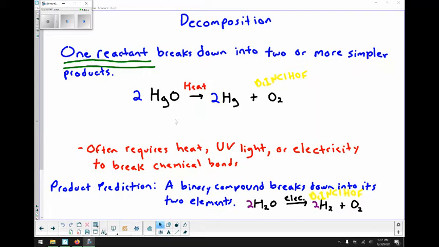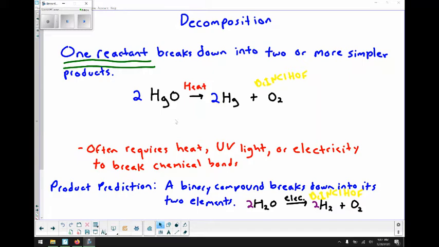So if I give you the whole equation and you see one reactant and then a bunch of products, that's going to be decomposition. You will not have to predict complicated products or anything. If I expect you to do product prediction, I would give you a binary compound. That just means something made out of two elements, like, again, mercury oxide or water. And when you predict the products, it just breaks down into the two elements.